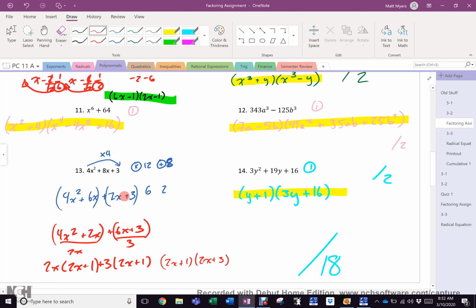Now, if I do this one, what's coming out of here? 2x, right? To give me 2x plus 3. And what's coming out of here? Nothing. The only common factor there is 1, right? So plus 1, 2x plus 3. 2x plus 1, 2x plus 3. Okay?